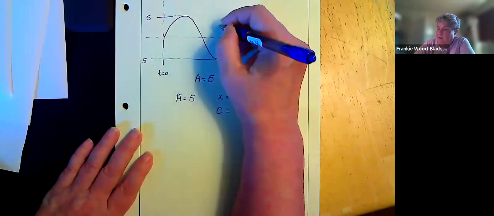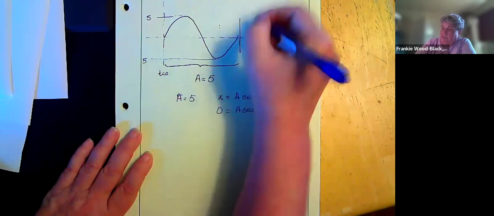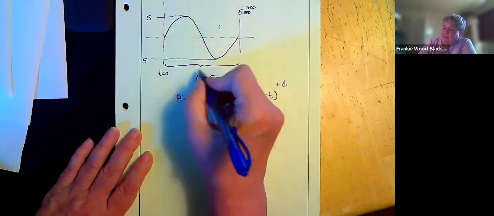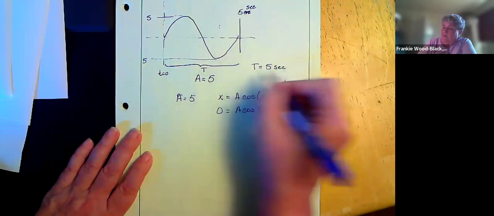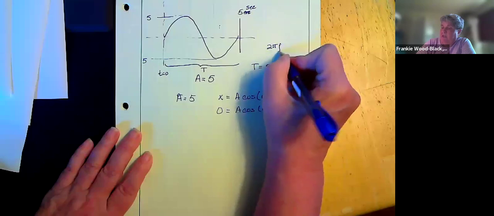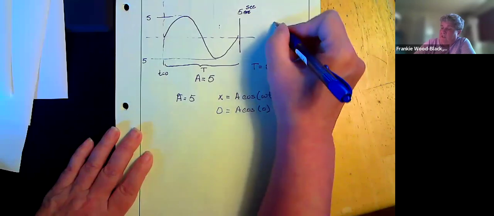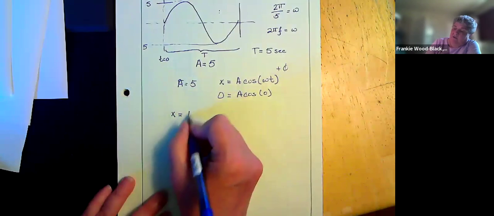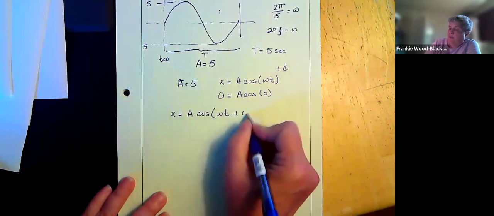I can read my angular frequency because, so let's say that this time is 5 seconds. So the period I can read right off of here is 5 seconds, which means that 2 pi times the frequency is going to equal omega. And frequency is 1/5, so this is going to be 2 pi divided by 5. That's equal to omega. And I can make that a more general one and say that x is equal to A cosine omega t plus phi.